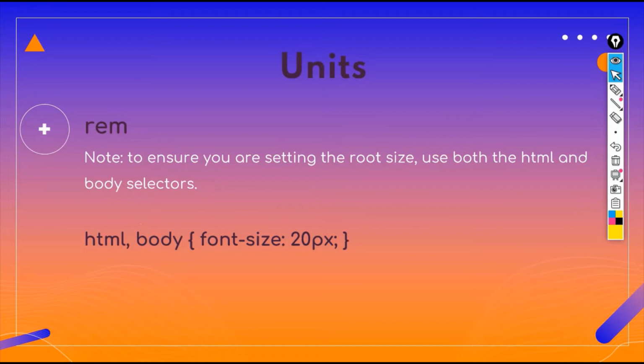Using the CSS rules from the example, note that to ensure you are setting the root size, use both the HTML and body selectors, just like this one.